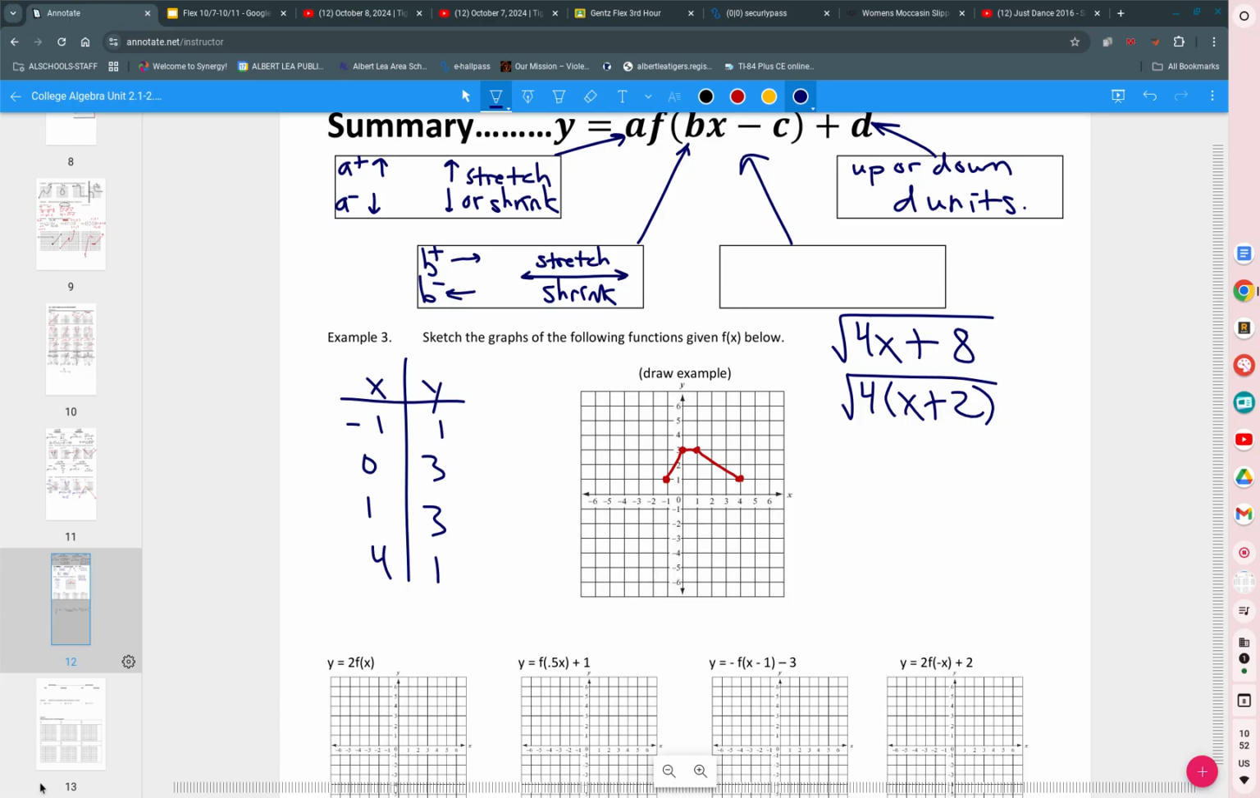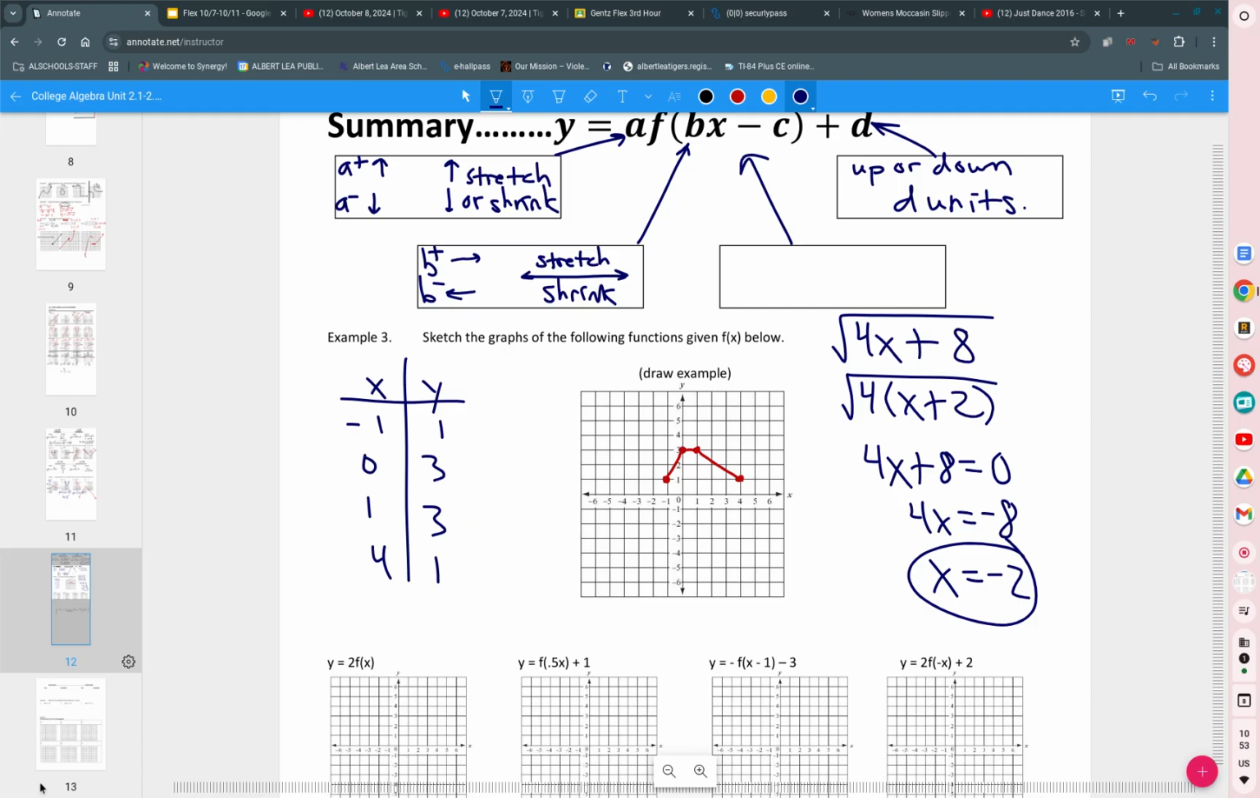And does everybody see how I came up with that by factoring out 4? I actually used to do that a different way. I used to not factor it out. I would just say 4x plus 8 is equal to 0, and I would solve. I would get 4x is equal to negative 8. I divide by 4, I get x is negative 2. Since I come up with a negative 2, that means I move to the left 2. See how this negative 2 corresponds with the x plus 2?